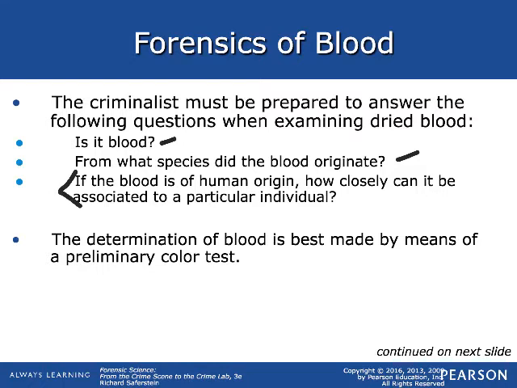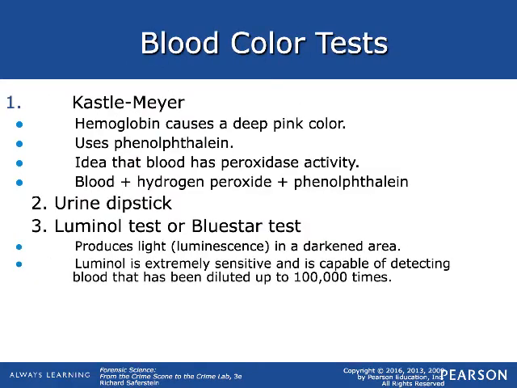Okay, so to figure out whether it's blood or not, there are some colorimetric or preliminary color tests. So the first test is called a Kastle-Meyer test. So what happens with it is you're looking for a pink color. So deep pink color is going to be the positive.